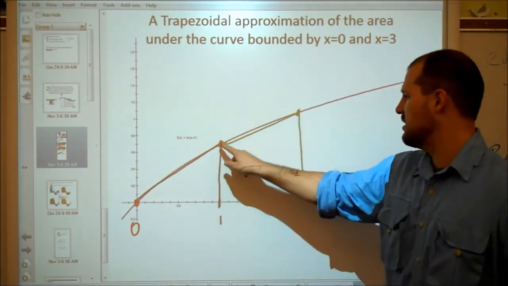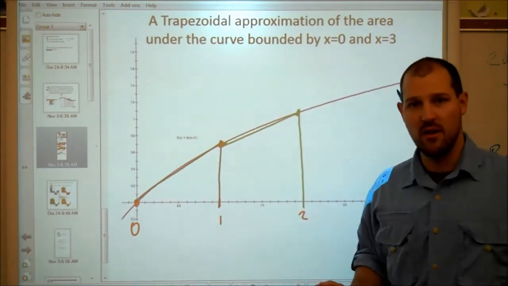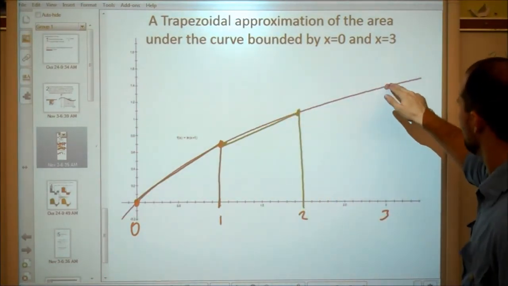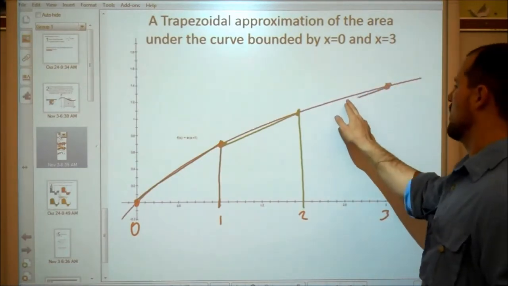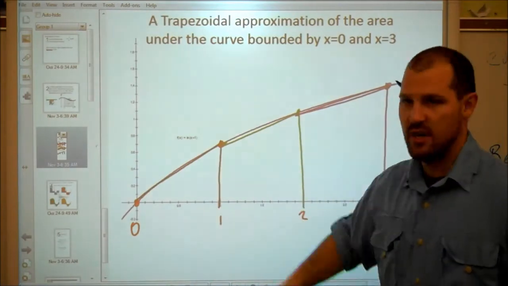And so here now is a trapezoid. We've got two parallel sides. We've got the other two sides which are not parallel. That's a trapezoid. Okay, let's put in the last one. So pick my y value. I'm going up from 3. Connect the dots. And now I've got two trapezoids and a triangle.